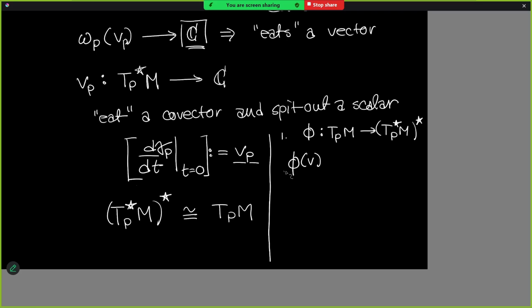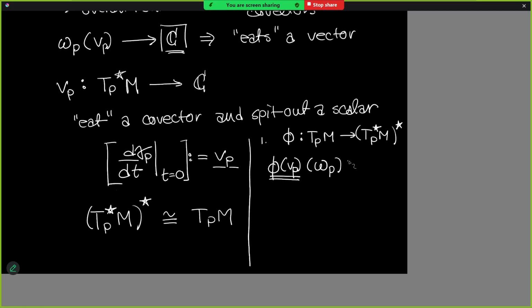The way we map it is that we have phi of v. This is a map now. Once we apply phi on v, it becomes a map, and then we use that map on this covector omega_p. Let me make sure to put p subscript on everything. So this is defined to be the same thing as the covector acting on the vector. If we define it this way, then we have a valid isomorphism.